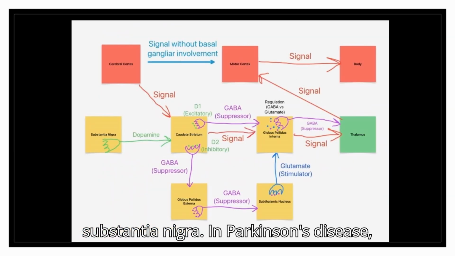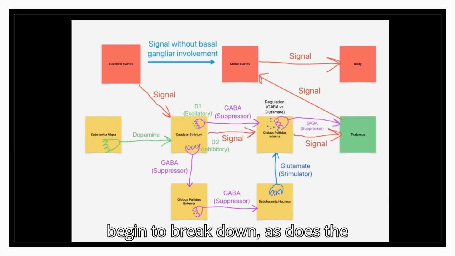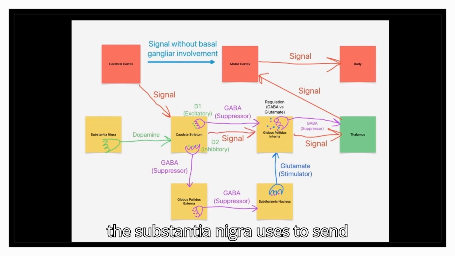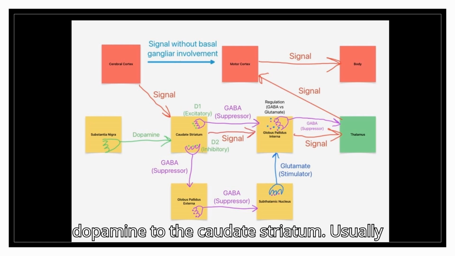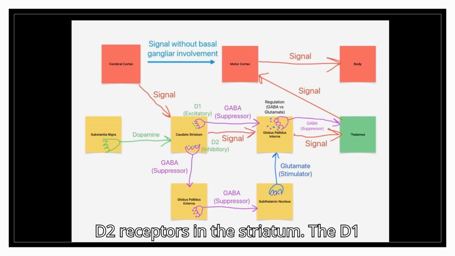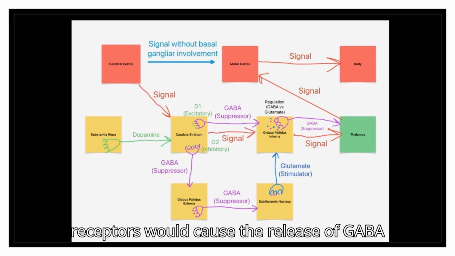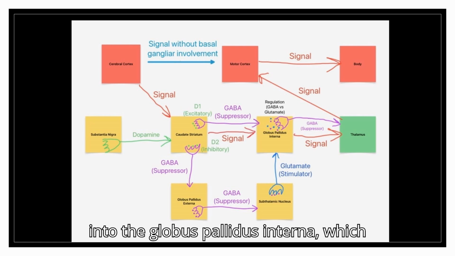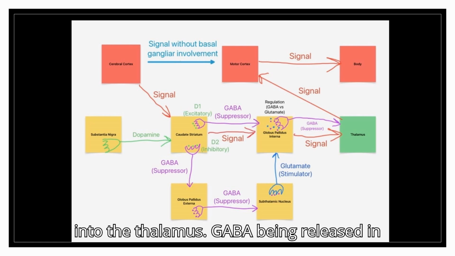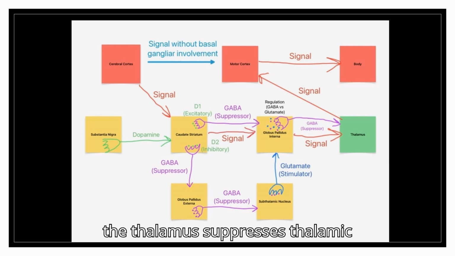In Parkinson's disease, the neurons that produce the dopamine begin to break down, as does the nigrostriatum, which is the axonal bridge the substantia nigra uses to send dopamine to the caudate striatum. Usually the dopamine would then attach to D1 and D2 receptors in the striatum. The D1 receptors would cause the release of GABA into the globus pallidus interna, which would then inhibit the release of GABA into the thalamus. GABA being released in the thalamus suppresses thalamic activity.